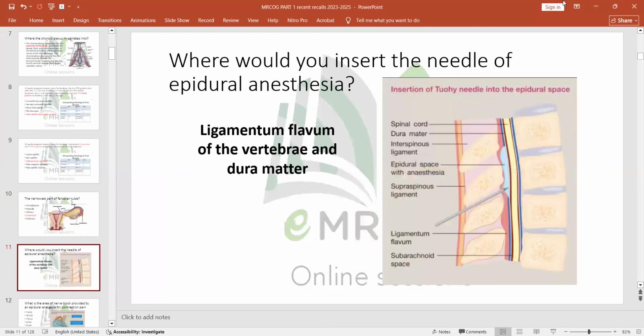Okay, where would you insert the needle of epidural anesthesia? Another question with a different formula. They were asking you about an anesthesiologist who was trying to insert an epidural catheter, and while he was inserting the epidural catheter, CSF comes out. So where did the anesthesiologist insert the catheter? Those are two forms of the question. Let me tell you the difference.